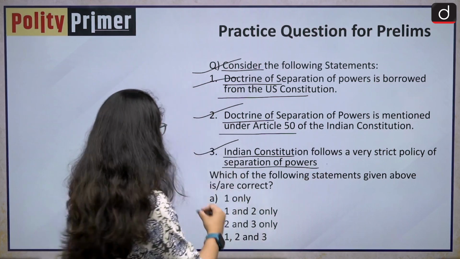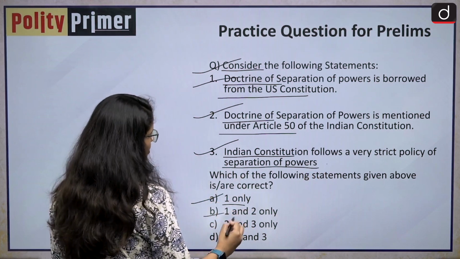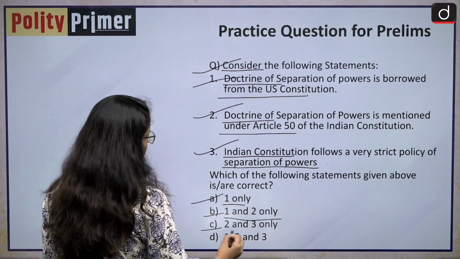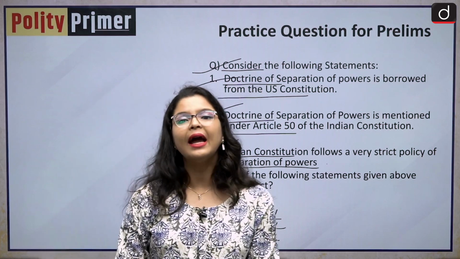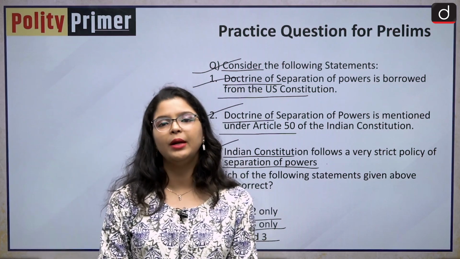Your options are: option A is 1 only, option B is 1 and 2 only, option C is 2 and 3 only, and option D is 1, 2 and 3. Kindly drop your answers in the comment box below.